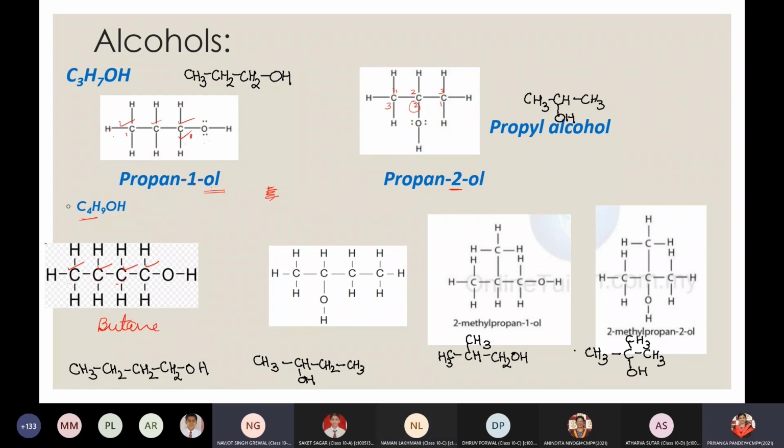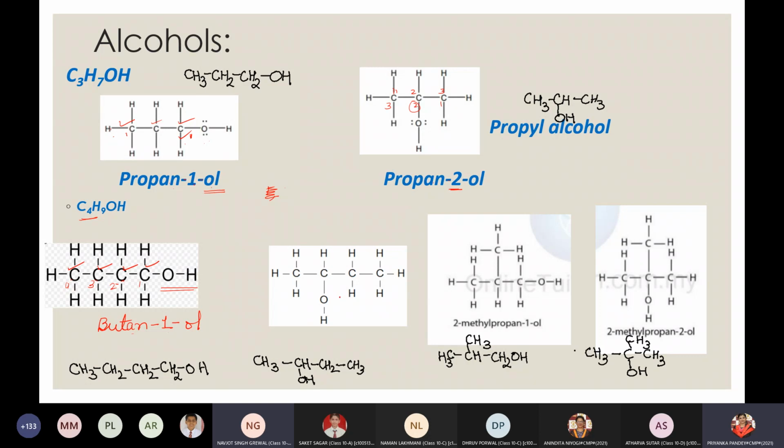It is N and E will be removed. Right, child? Yes, ma'am. OH group. So, "-ol". How will we write? Butanol. Butane. And on which carbon atom is the hydrogen OH group present? 1, 2, because we'll number it. 1, and "-ol". Right? So it will be butane-1-ol.